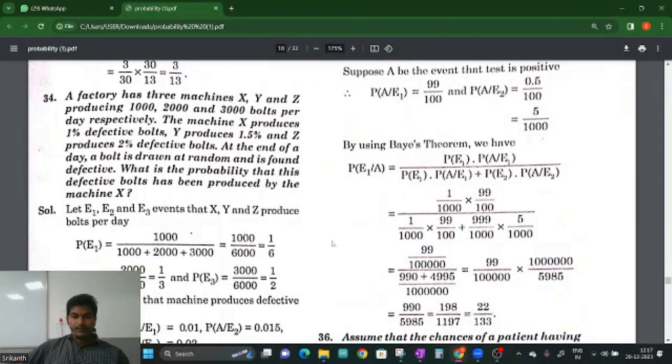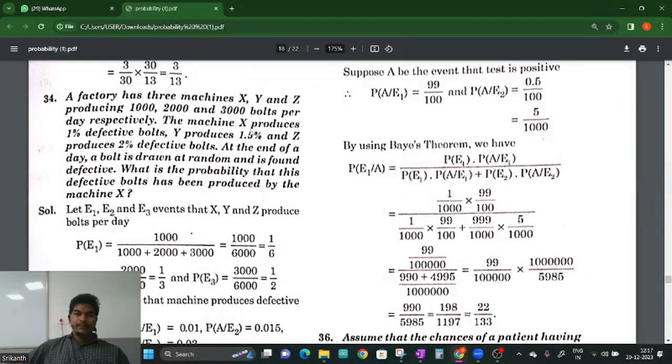Next question. This is a very simple question. 34. A factory has 3 machines X, Y, Z producing 1000, 2000, 3000 bolts per day. The machine X produces 1% defective bolts, Y produces 1.5% defective, and Z produces 2% defective bolts. At the end of a day, a bolt is drawn at random, and it is found to be defective. What is the probability that the defective bolt has been produced by the machine X?